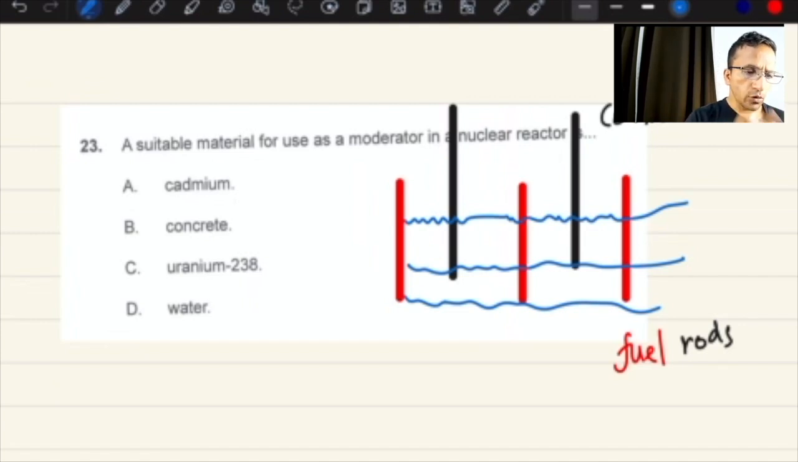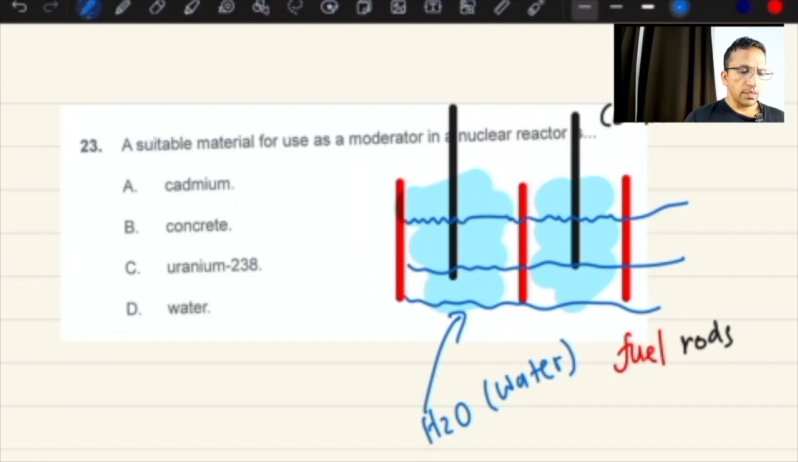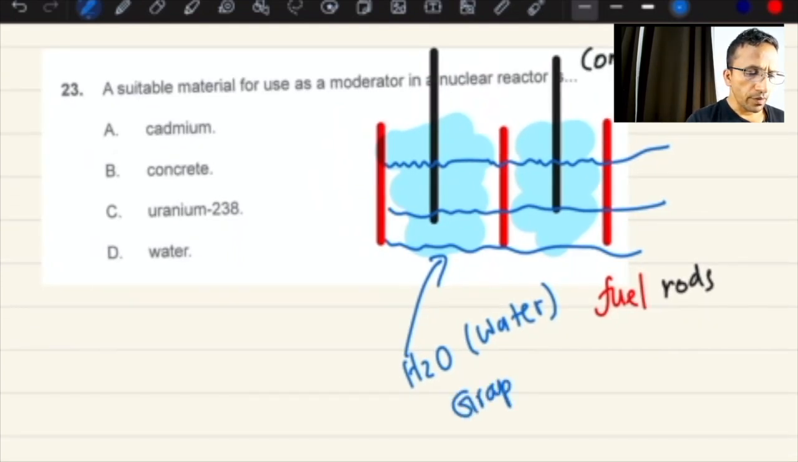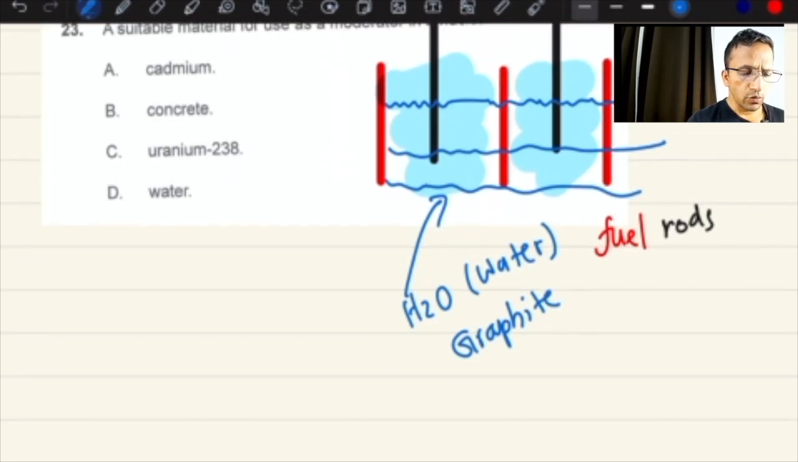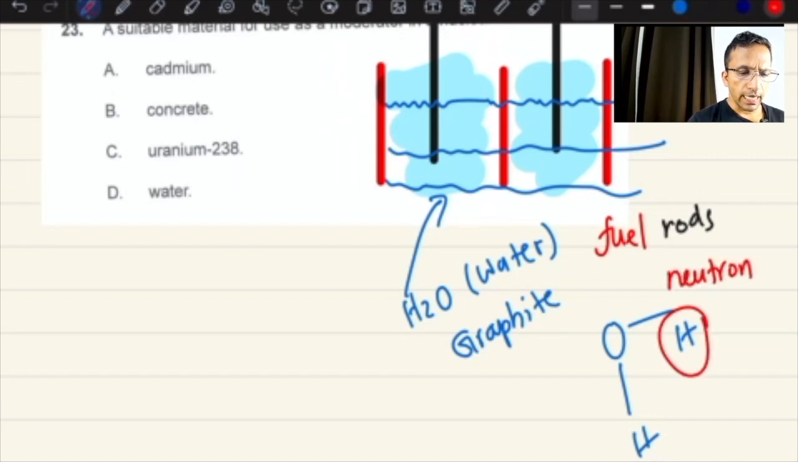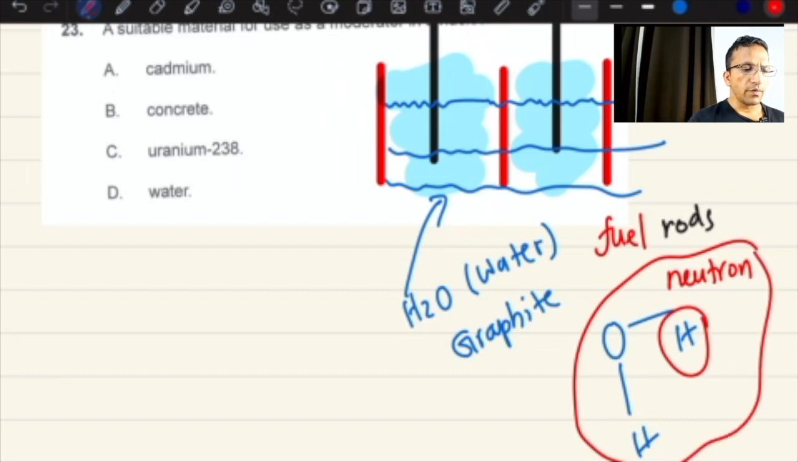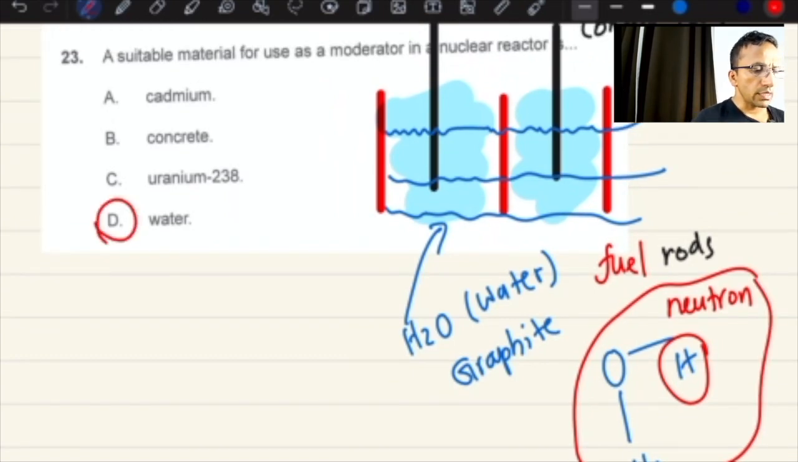So to slow down the speed of the neutrons, we have a medium in between which can slow them down, and this medium is normally H2O or water. Sometimes they use graphite also if it is a dry medium. So why H2O actually is a good question. Oxygen and hydrogen. This hydrogen is actually similar to a neutron, so they interact very well with water. For that, we need water to slow down the neutrons. So answer is D.